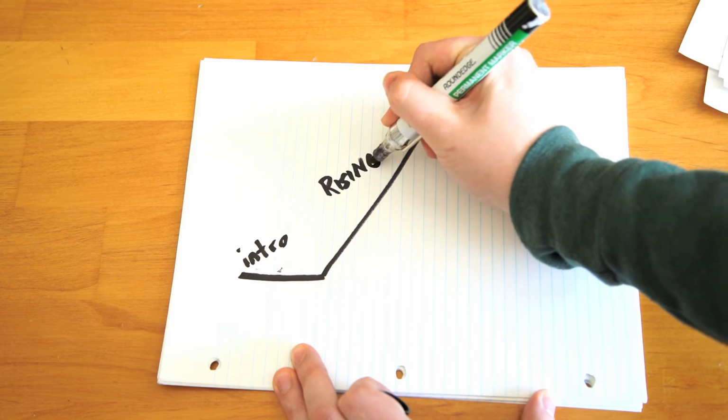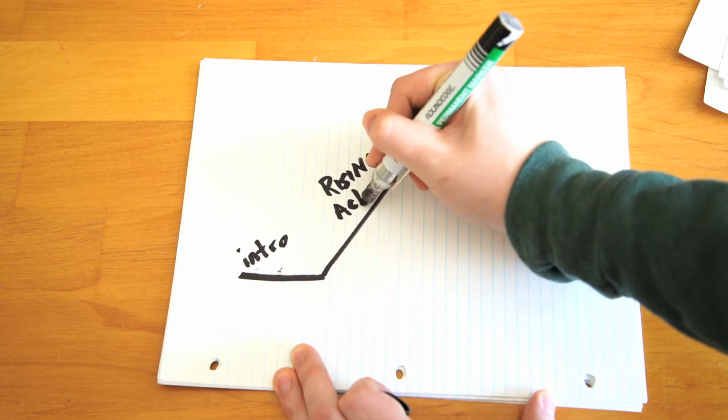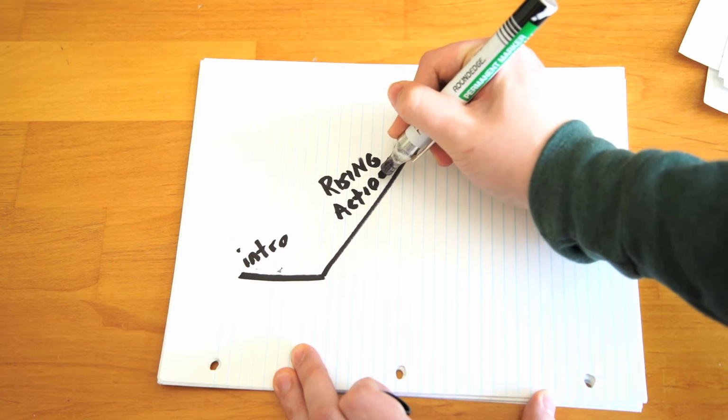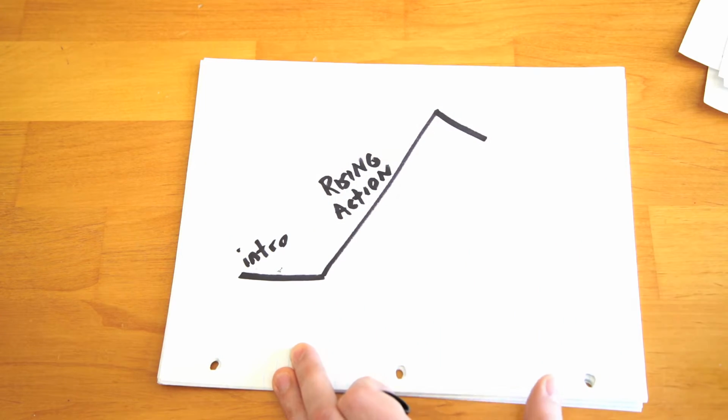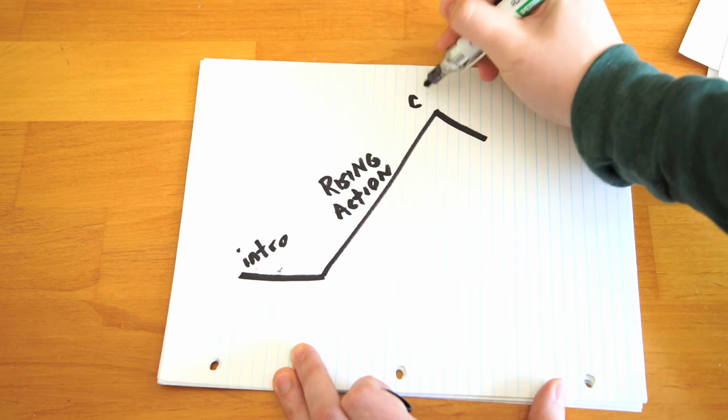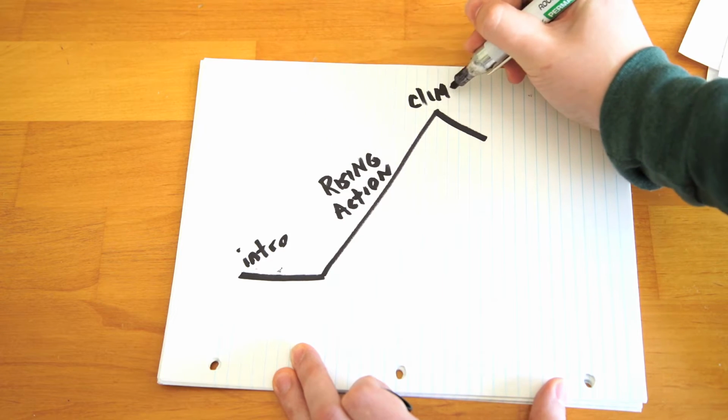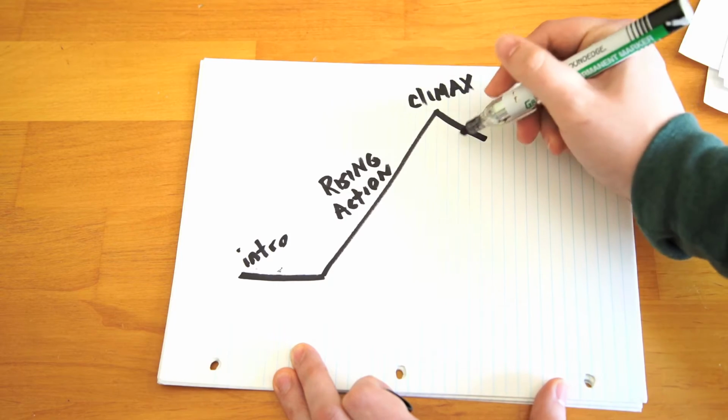So that is where the character or characters are having successes and failures in trying to achieve their goal. And eventually they reach the climax, which is the point in the film where they finally have reached a point where they're either going to succeed or fail at their goal. It's usually a very suspenseful moment, and it really draws in the audience. And it is usually the most action-packed or exciting part of the film.